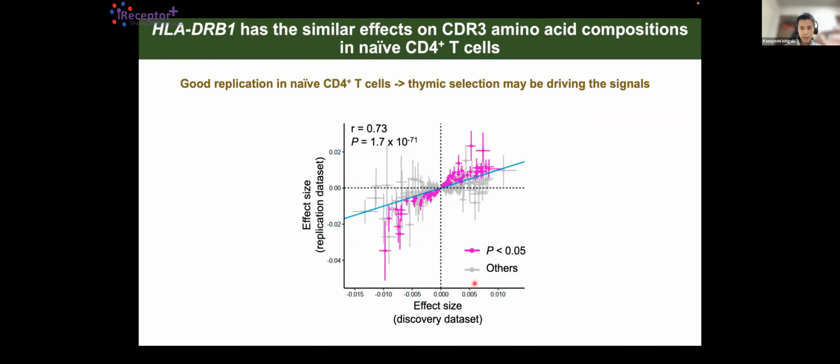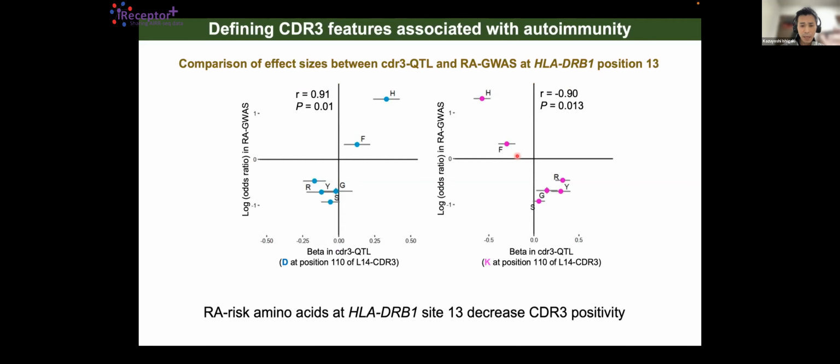And so here I'm showing you the effect size comparison between the discovery dataset, the Emerson et al. dataset, and the replication dataset. And we observed a super nice replication result. And so we were very confident about our association test. And here we asked more specific questions.